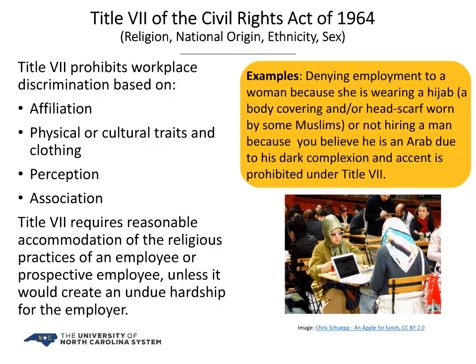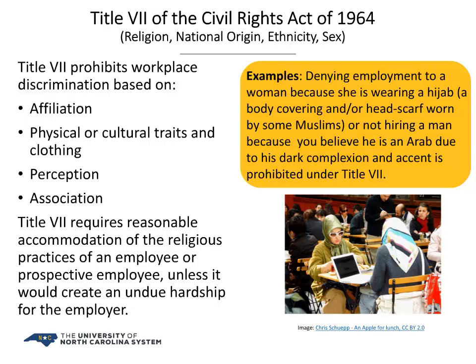Title VII of the Civil Rights Act of 1964 prohibits workplace discrimination based on affiliation with a particular religious or ethnic group, physical or cultural traits and clothing, perception or belief that a person is a member of a particular racial, national origin, or religious group, and association with a person or organization of a particular religion or ethnicity. For instance, it is illegal to discriminate because of physical, cultural, or linguistic characteristics, such as accent or dress associated with a particular religion, ethnicity, or country of origin.